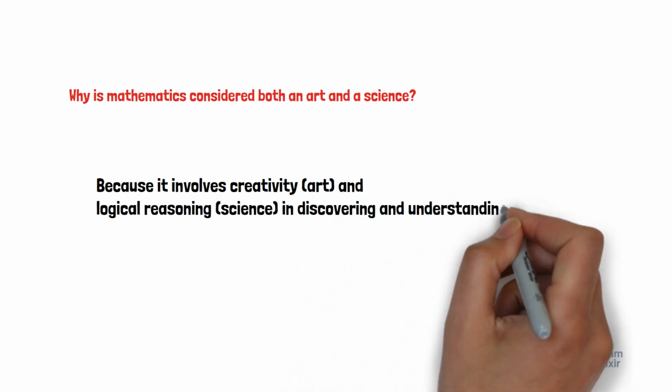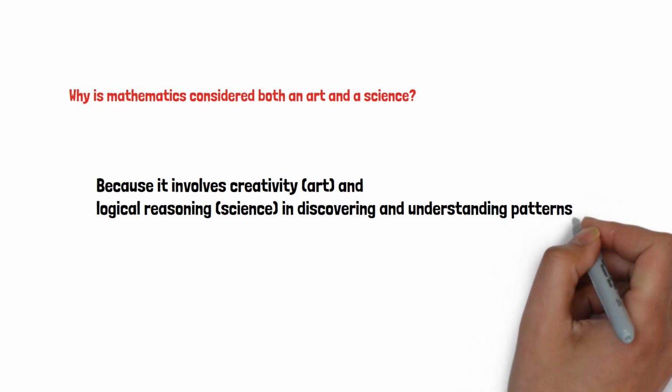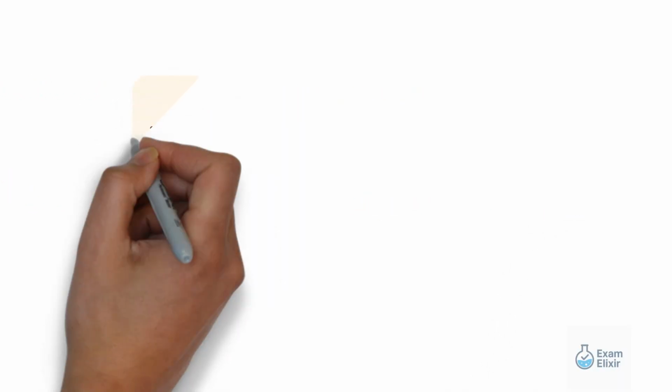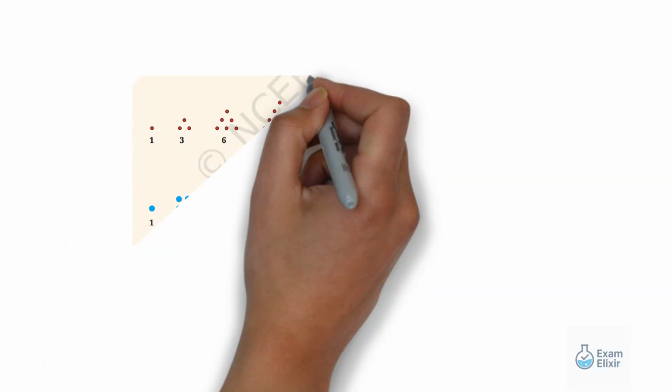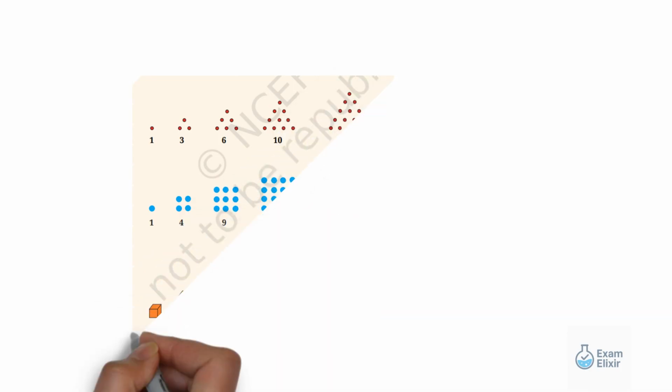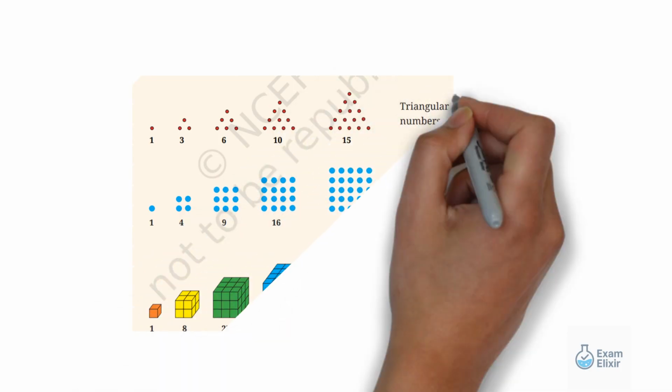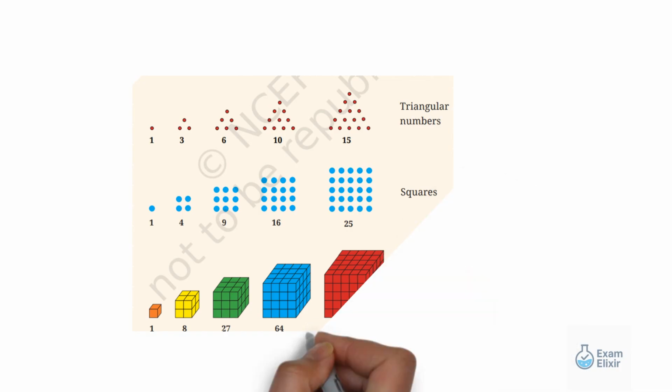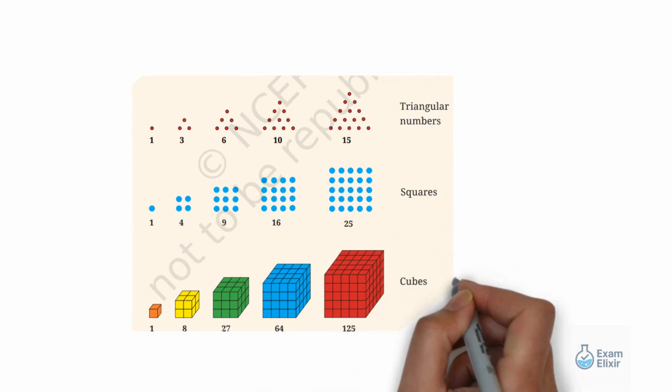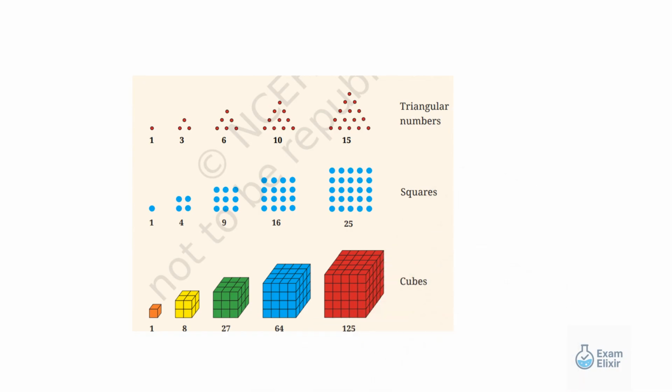Clear? Okay. Here is a picture where we see the triangular numbers: 1, 3, 6, 10, and 15. These numbers can be arranged in a triangular format. That's why these are known as the triangular numbers. Second, 1, 4, 9, 16, and 25.